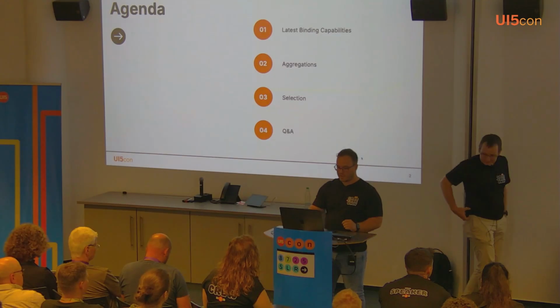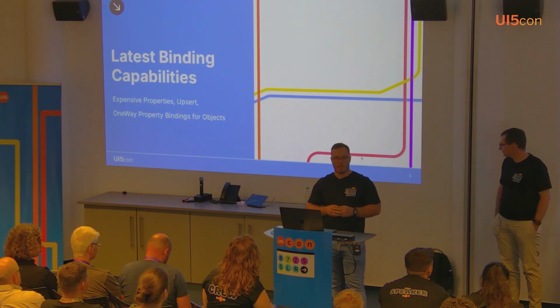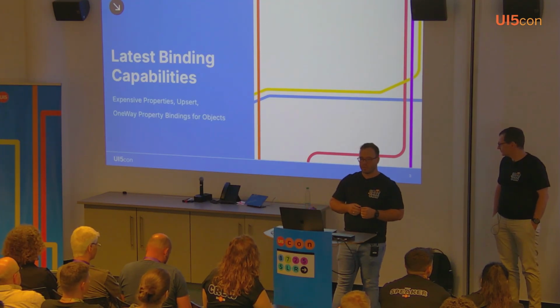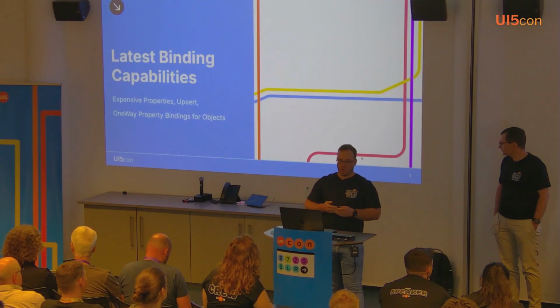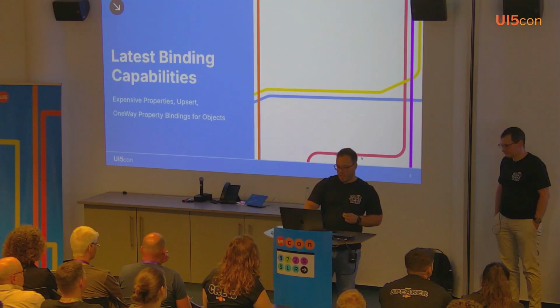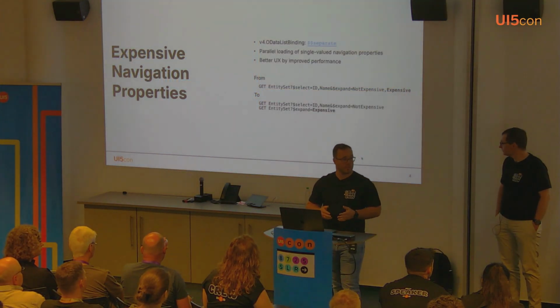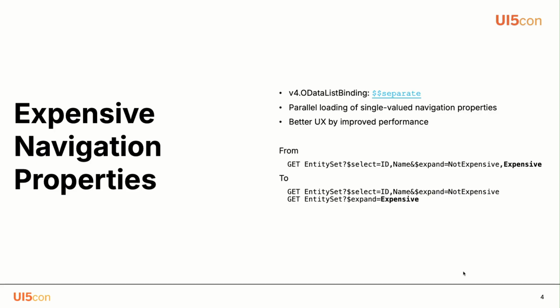Yeah, so let's start with some of our latest binding capabilities in the OData v4 model. And here we'll talk now about the topics expensive navigation properties, about the Upsert, and about one-way property bindings for objects. And let's start with the first topic and the question, what are expensive navigation properties? We define expensive navigation properties as navigation properties that take a longer processing time on the back end.